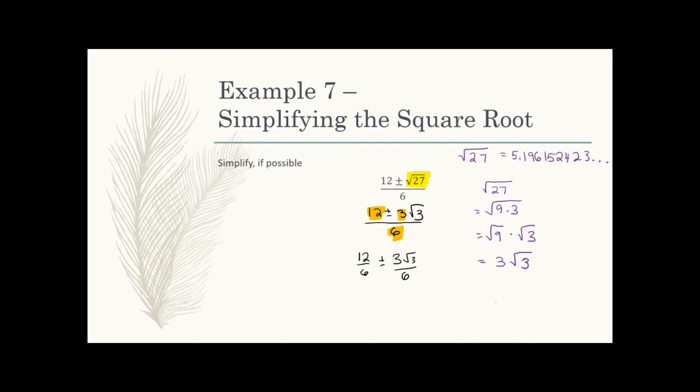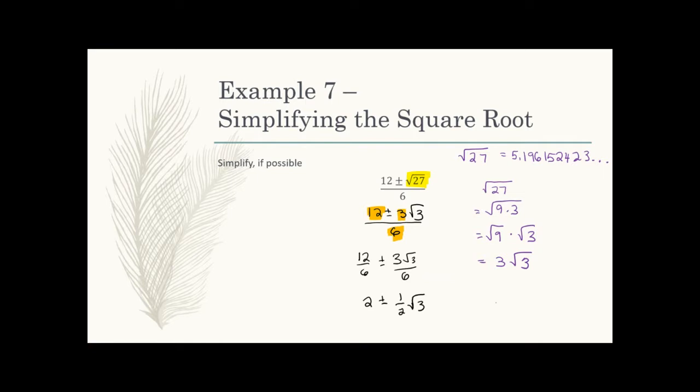So 12 divided by 6, that's 2. So we get 2 plus or minus. And then if I reduce 3 over 6, that gives me 1/2. So then I have 1/2 times the square root of 3. So I can reduce both, and I do get something that looks a little simpler.